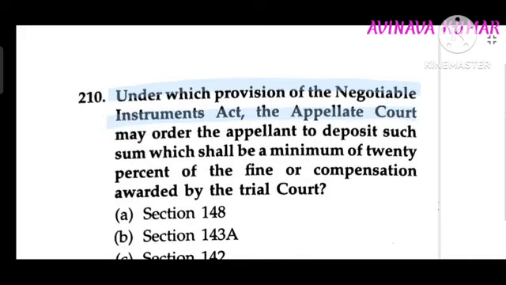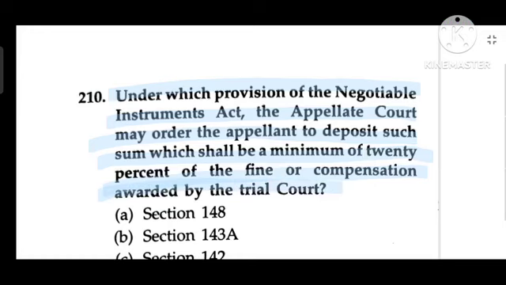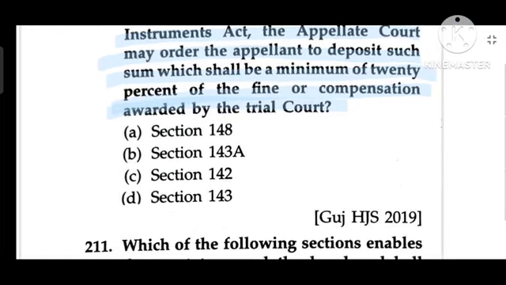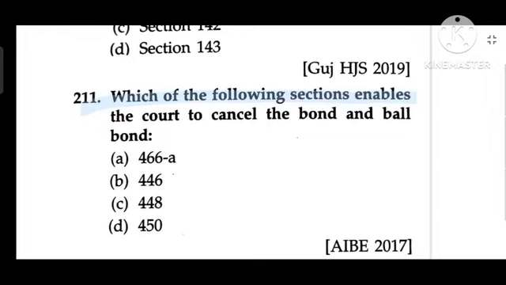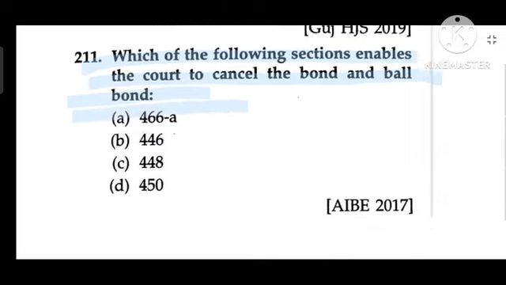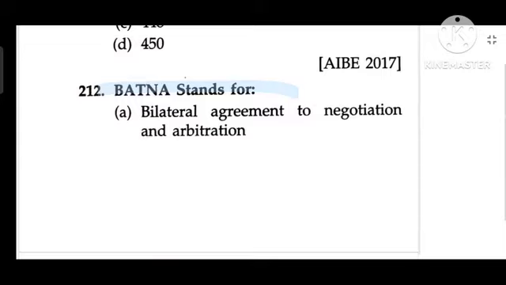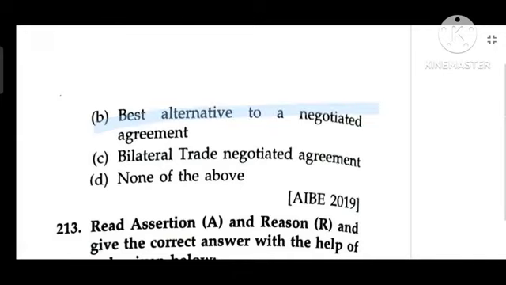Under which provision of NIA may the appellate court order the appellant to deposit a sum which shall be a minimum of 20% of the fine or compensation awarded by the trial court? Section 148. Which one of the following sections enables the court to cancel the bond and bail bond? 466A. BATNA stands for Best Alternative to a Negotiated Agreement.